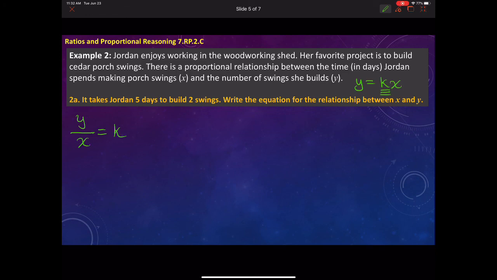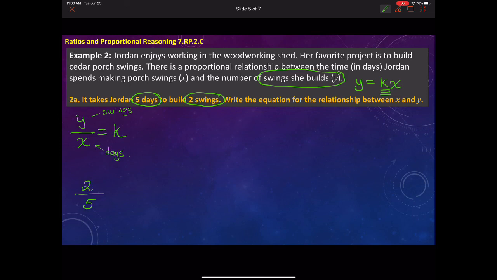Now in this particular problem, the y represents swings, and the x represents days. So when we do this, let's look at the information. It says it takes Jordan 5 days, that's important, to build 2 swings, and that's also important. 5 days to build 2 swings. So we want to put swings on top, so we're going to do 2, and we're going to divide that by 5.